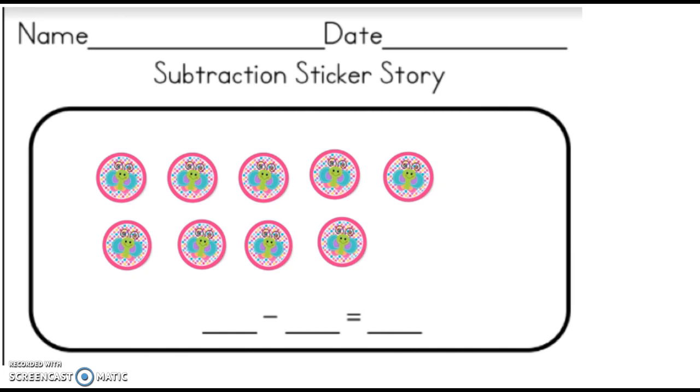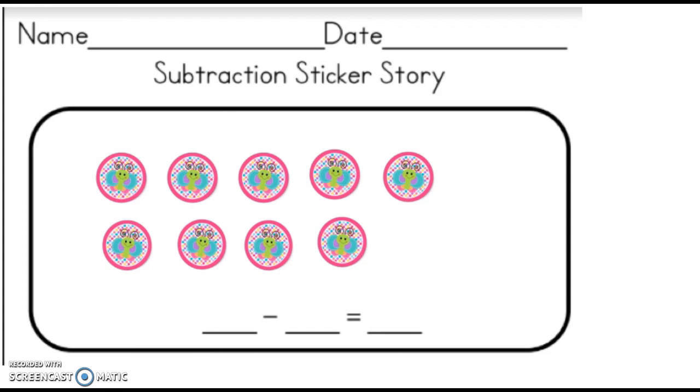Okay. One day, there were 9 butterflies flying around in the daytime sky. 5 of them got very tired, and they flew away to go take a nap. All right, that was my story. I have to figure out how many butterflies were left in the sky.